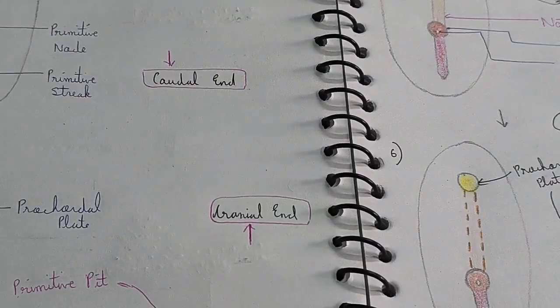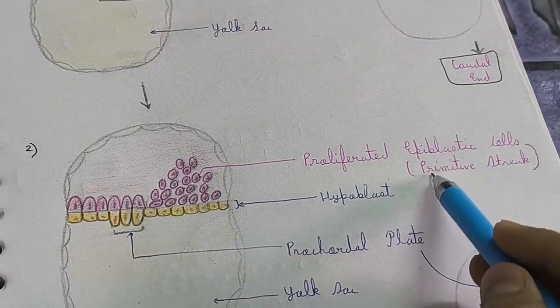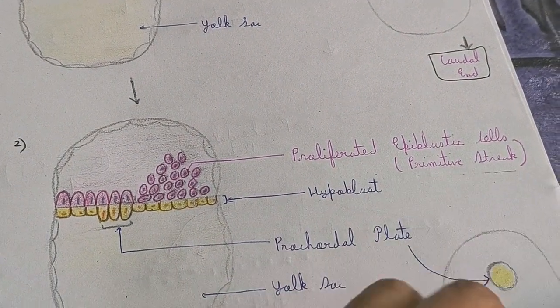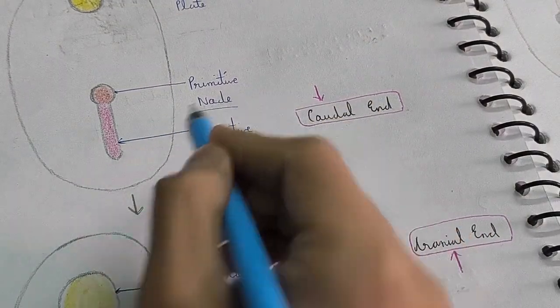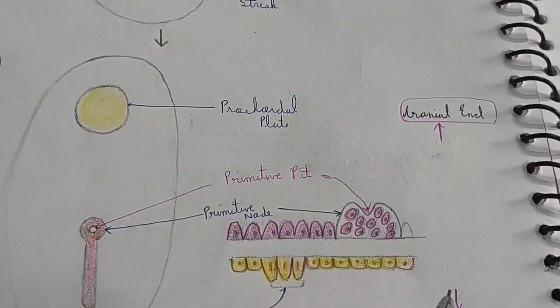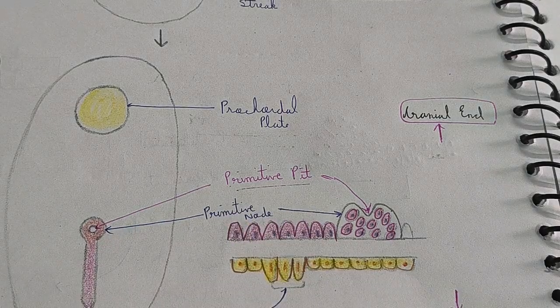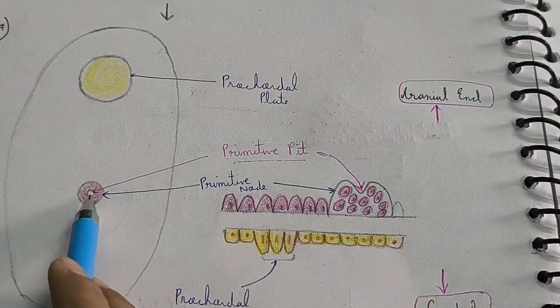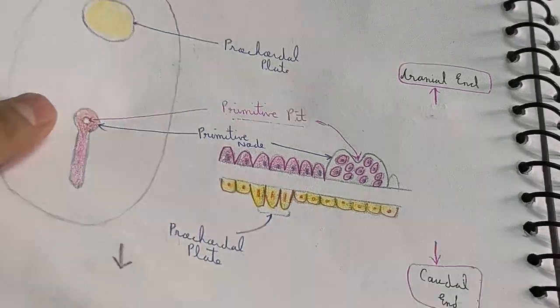So first the formation of the primitive streak is done, then the formation of the primitive node, then the formation of the primitive pit, and this primitive pit is formed at the center of the primitive node. This is the diagram.